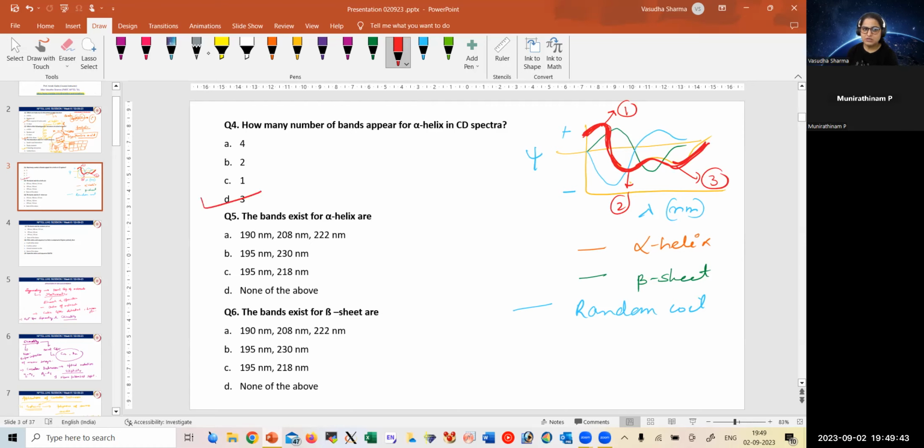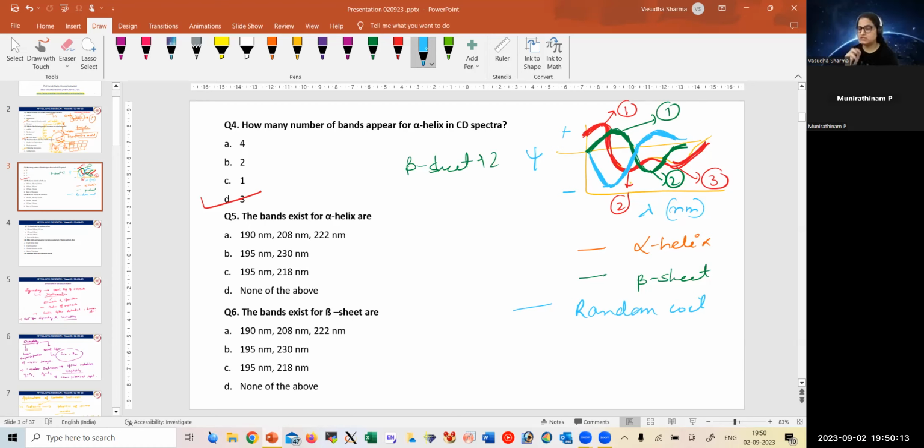Now tell me about this beta structure. The beta sheet is your green one, so I'm highlighting it in green. 1, here, and second here. So the beta sheet would be having 2, right? And tell me about the random coil, which I'm highlighting. That also has 2. Now, what is the difference between the beta sheet and the random coil?